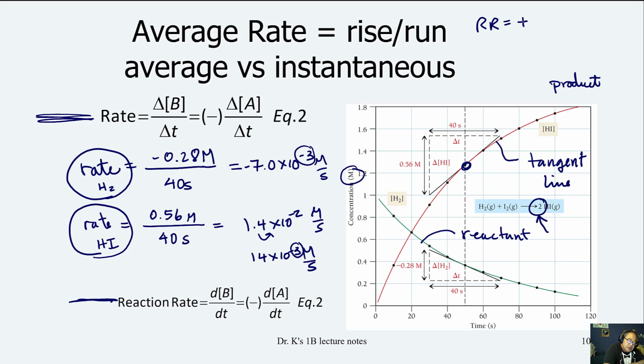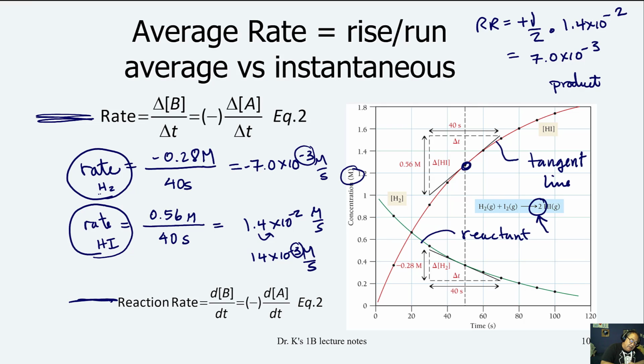Well, sorry, and it's a plus. So it's 1 over 2 times 1.4 times 10 to the minus 2. And that becomes 7.0 times 10 to the minus 3. Like that. I just divided that number by 2.